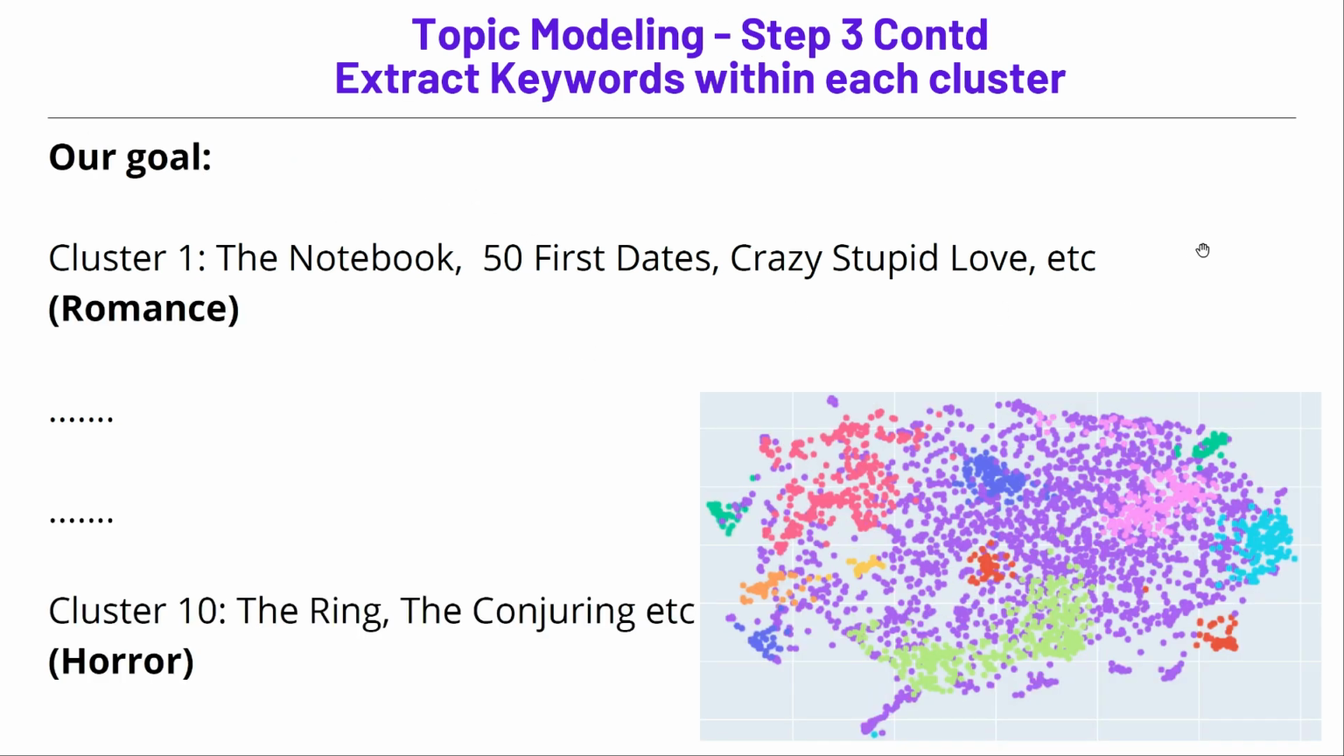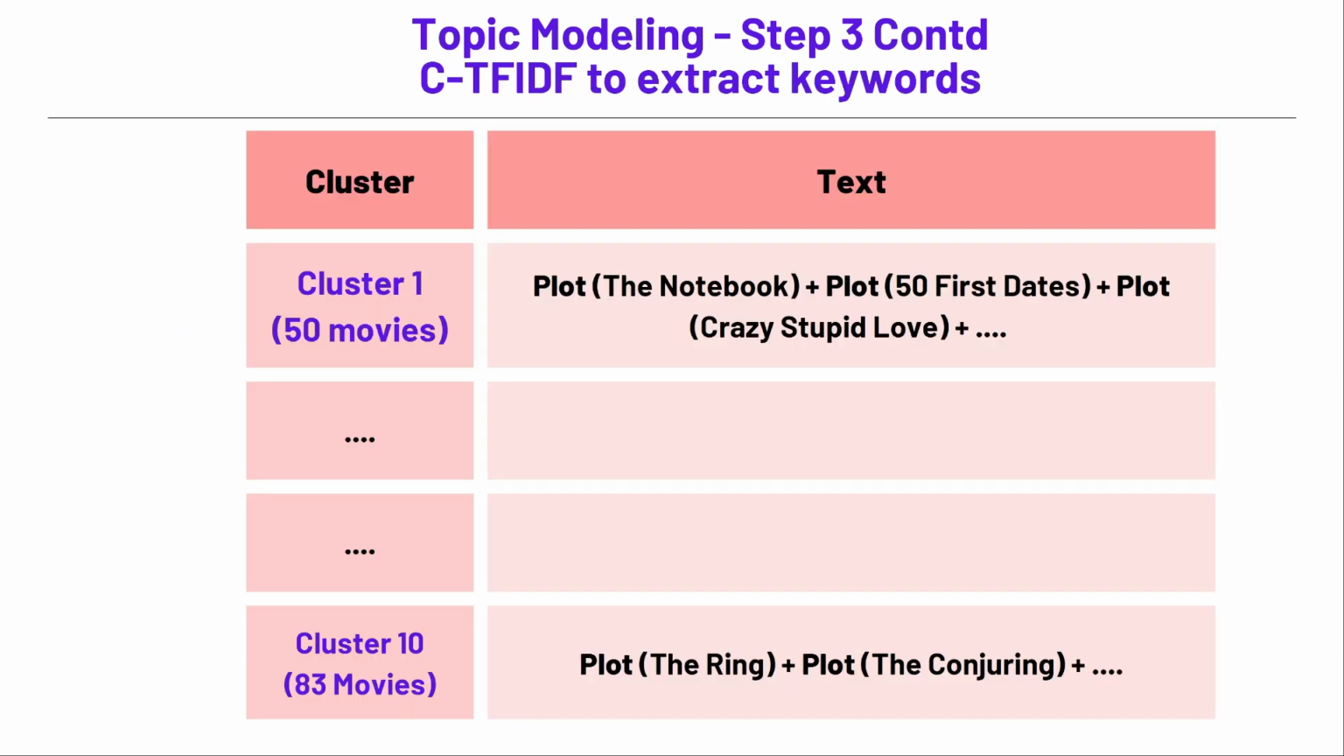Now our goal is that we automatically identify the content of this cluster, and we should be able to tag that into the genre or the topic that it belongs to, in this case romance. And similarly for cluster 10, we perhaps want to identify automatically that the movies or the documents present in cluster 10 represent horror. So that's our goal. And how do we achieve that goal? First we need to identify what's the text present in each cluster, and from the text we should be able to extract top keywords or important words, because only when we look at important words can we automatically give a topic or genre to that cluster.